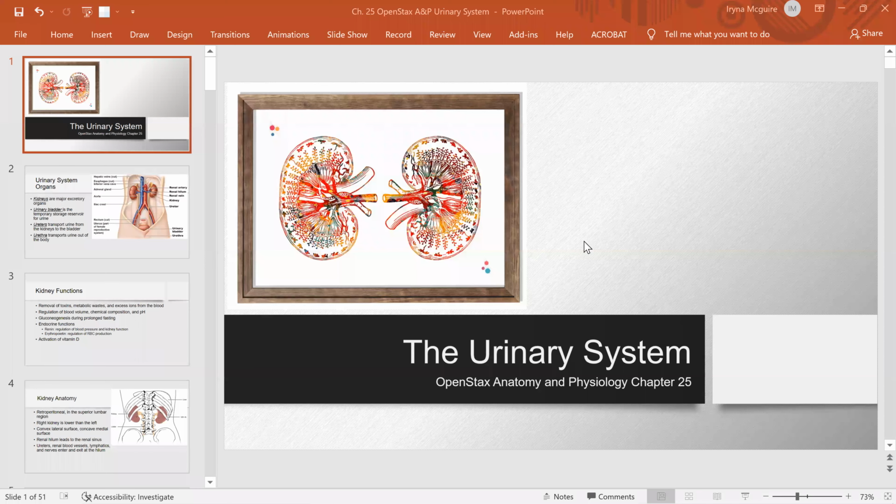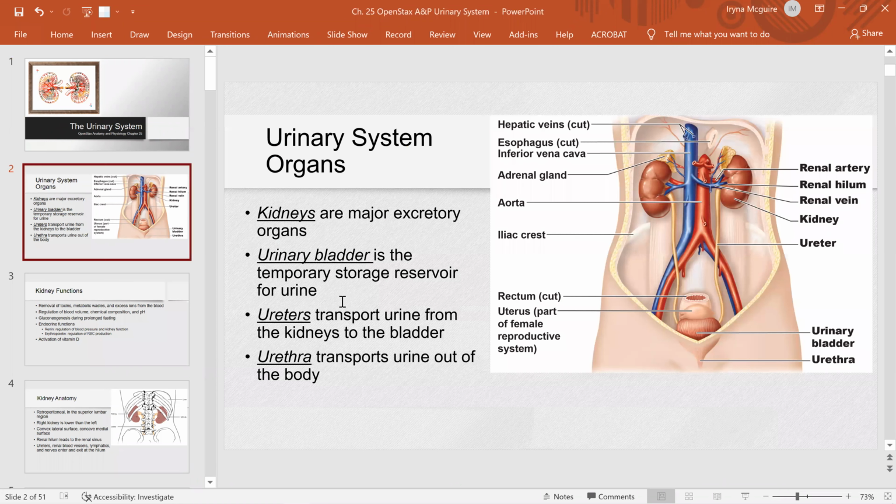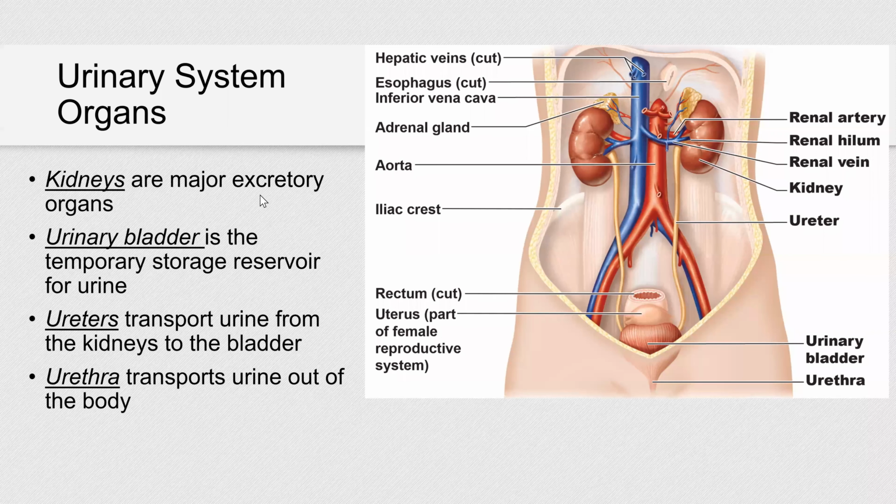Hello, everybody. Welcome to today's video lecture, and we continue covering the urinary system. So let's very quickly look at the major organs of the urinary system. We have kidneys that are major excretory organs. We have two ureters, urinary bladder and urethra.